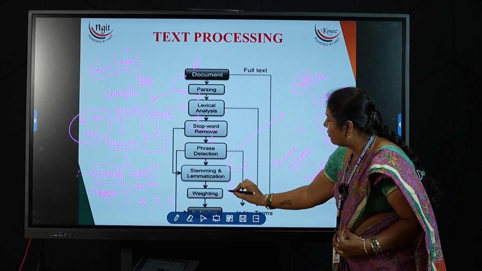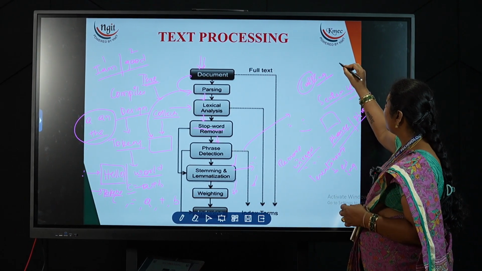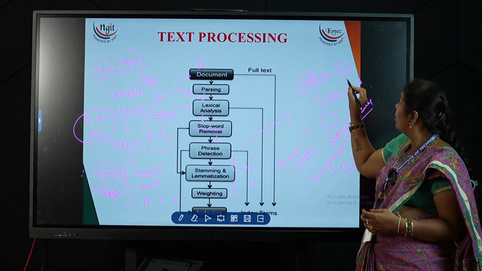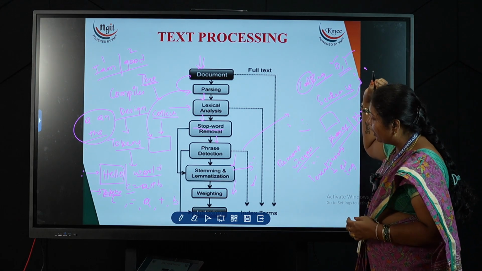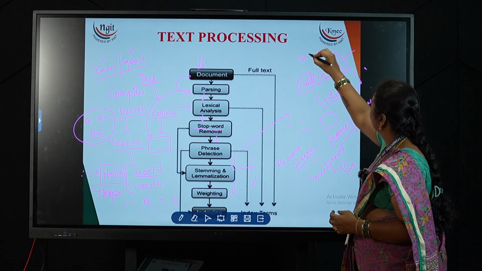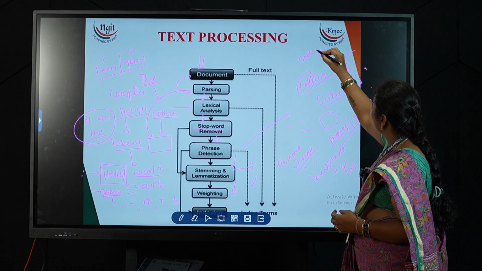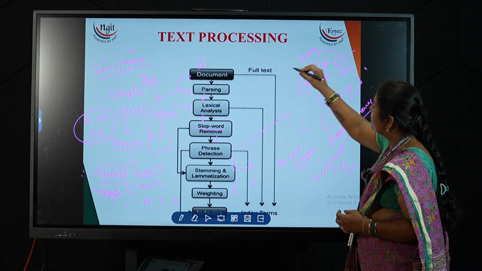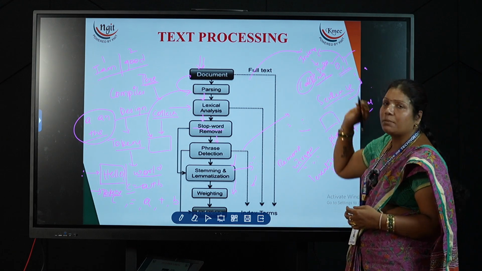Finally, for each and every word, you have to give some weightage. In our terminology, for all the words we have the weightage either 0 or 1. Then we go for the indexing. According to this weightage, you will index the complete data, which is a document, into the indexing part.